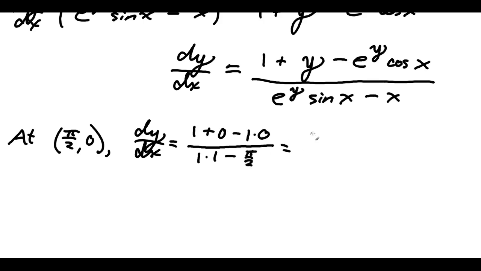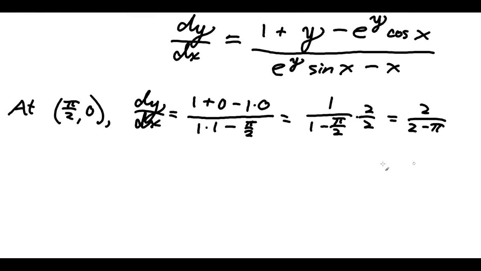So those terms are 0 in the numerator. We have 1 divided by 1 minus pi over 2. Compound fractions aren't great. Let's clear out the 2's. We'll multiply by 2 over 2, and we have 2 divided by 2 minus pi. So at this particular point, pi over 2, 0, the derivative, dy by dx, is equal to 2 over 2 minus pi. That means that this is the slope of the tangent line at that point.